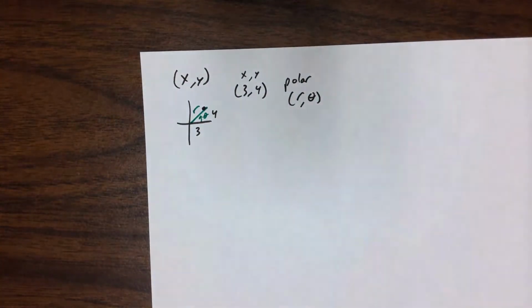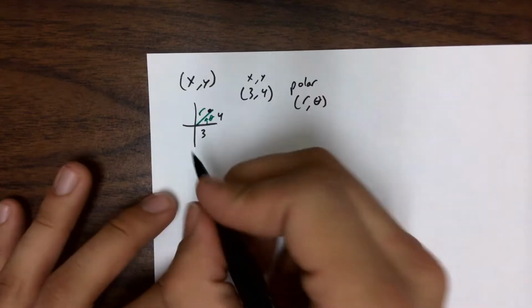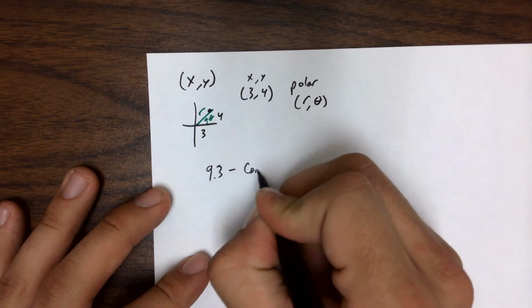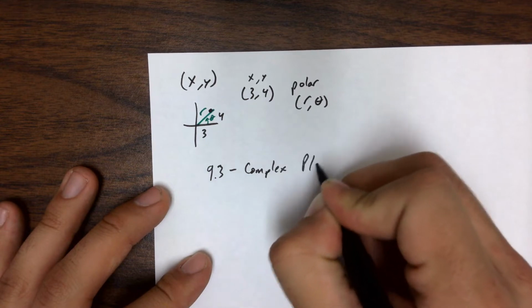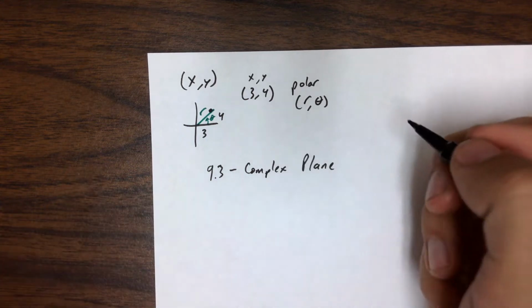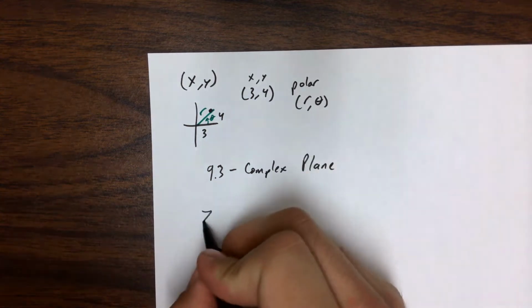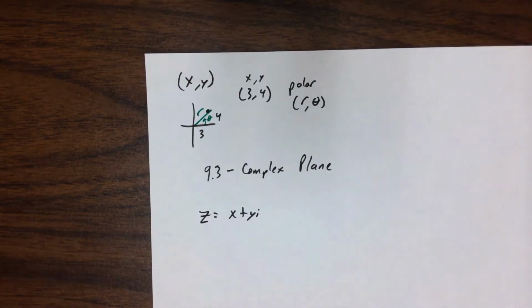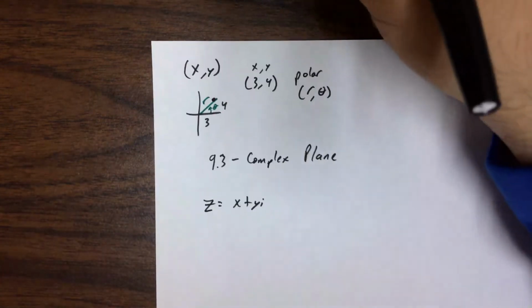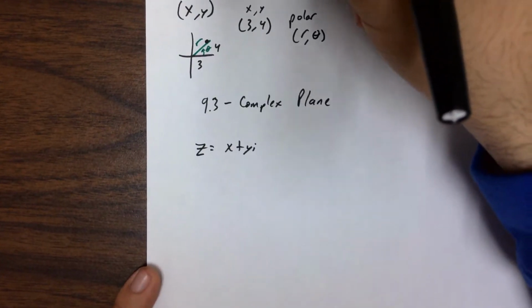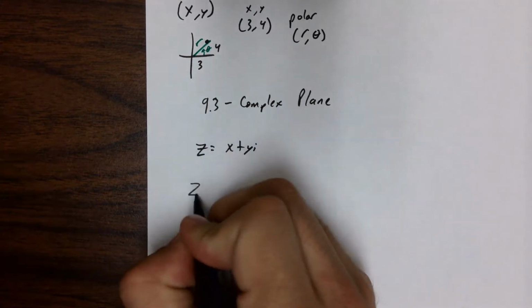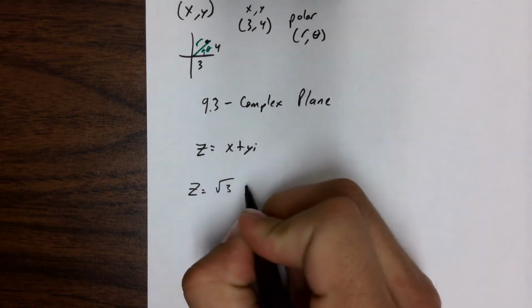However, in 9.3, we are talking about the complex plane with complex numbers or complex points, and so that has the form z is x plus yi. That's how all our complex numbers are going to look. So let's take an example here. Let's say we have the point z is equal to root 3 minus i.